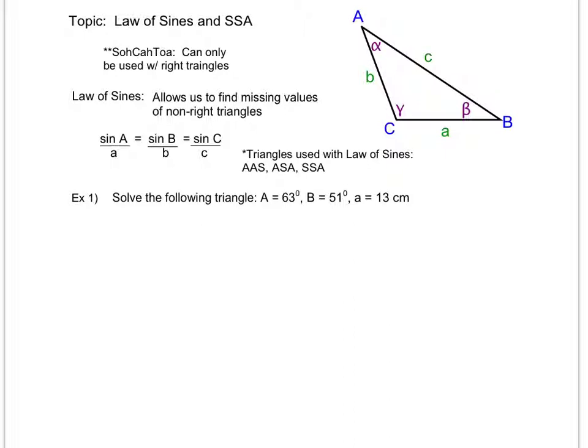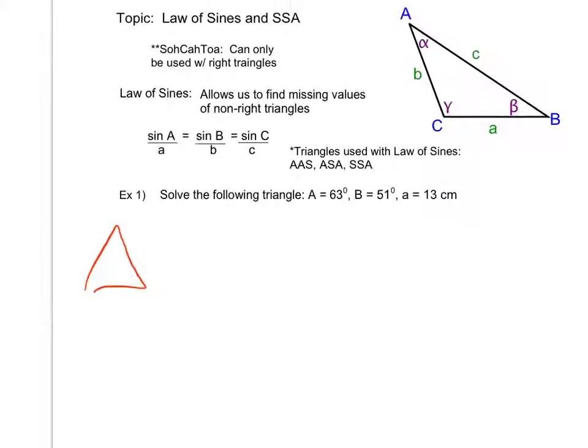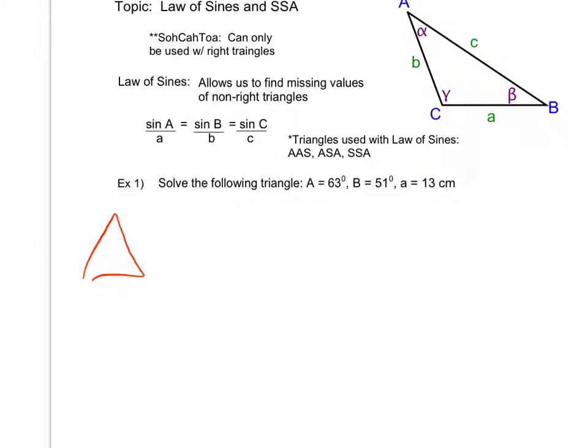So let's go ahead, and there's two examples. So let's go through the first one together. So first thing I always do is I always draw my triangle first, and I label everything I know. So I'm going to go ahead and call this triangle A, B, C, and I know A is 63 degrees, B is 51 degrees, and a is 13.